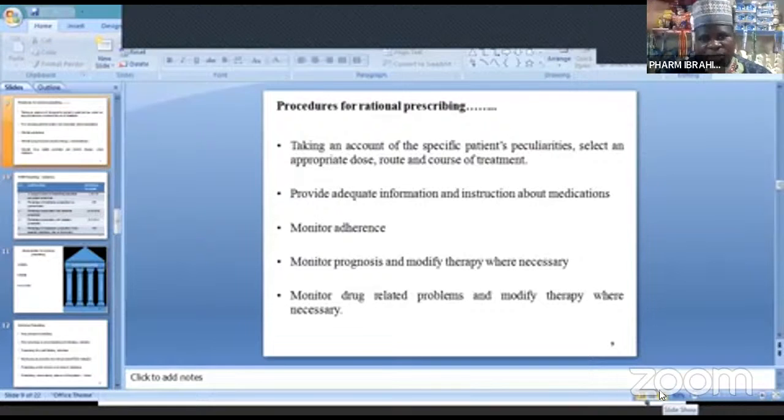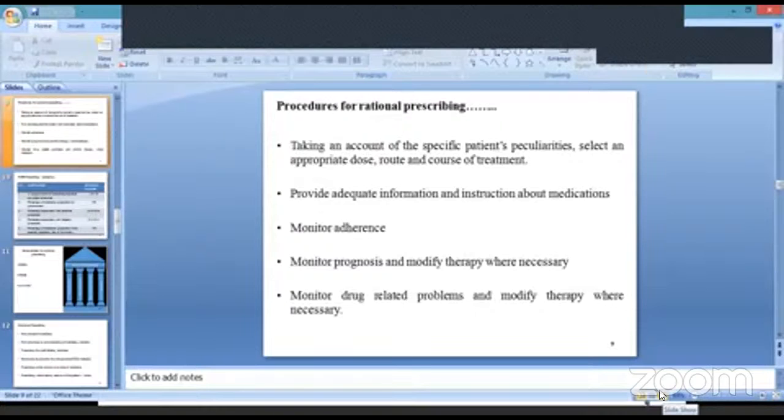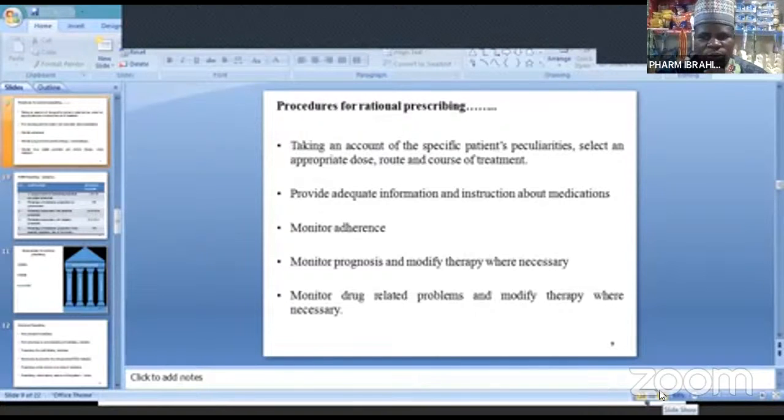Then we have percentage of medicines prescribed by generic name, and this should be 100%. It is expected that 100% of prescribed drugs should be by their generic name rather than the proprietary name. Then we have percentage of encounters with antibiotic prescribed, and this is to checkmate the irrational use of antibiotics. According to WHO, the optimal value is 20.0 to 26.8. Then we have percentage of encounters with injection prescribed, and the optimal value is 13.4 to 24.1.